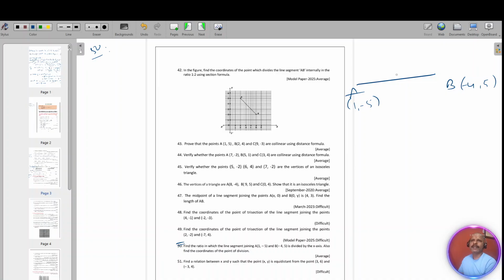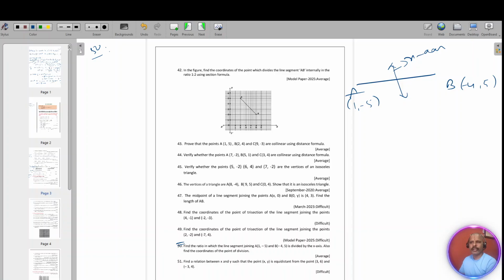Divided by x-axis, means some axis. I'll say this as x-axis. Don't get confused. This is x-axis. X-axis will always be horizontal. Remember that. But for this question, I drew it vertically. Okay. This is x-axis. Find the coordinates of the point of division. So you have to apply section formula here. You know, the ratio is given.